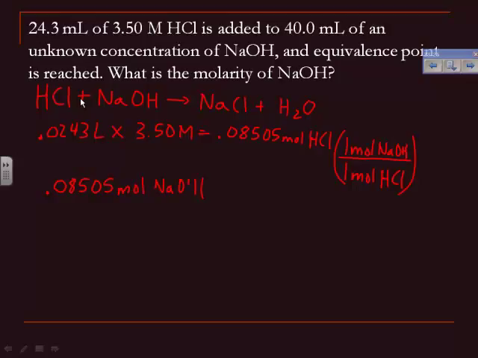We're looking for the concentration, so we're going to divide that number by the liters. 0.0400 liters of NaOH. So divide 0.08505 by 0.04, and we get 3 significant figures, 2.13 molarity.